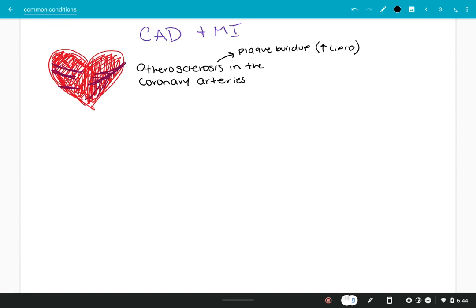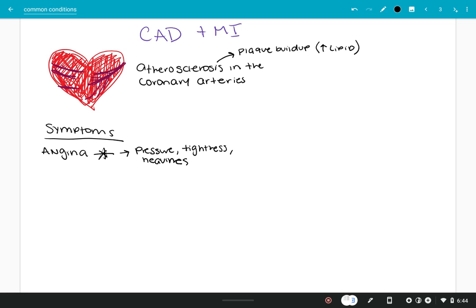And what happens is that this causes angina. So a lot of people that have coronary artery disease, their main symptom is angina. This is the main one, right? So chest pain. And that chest pain is normally like a pressure, tightness, heaviness.